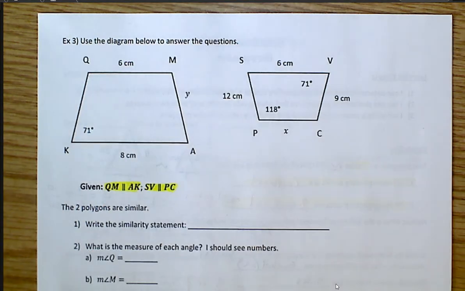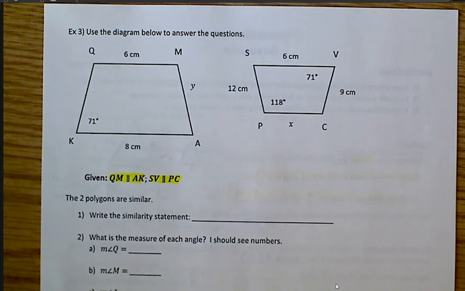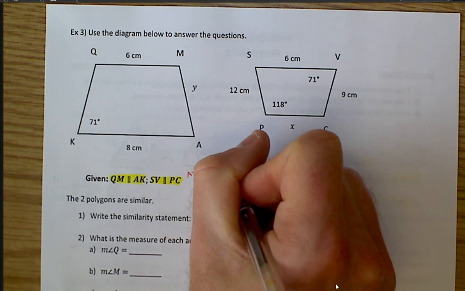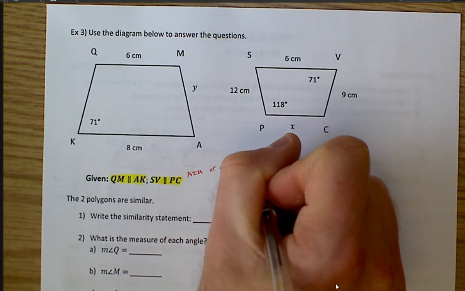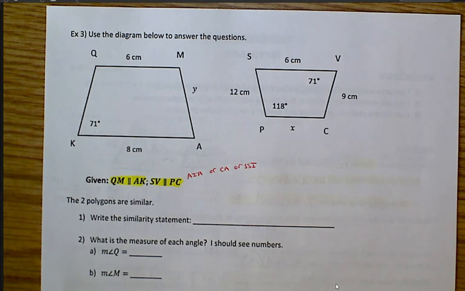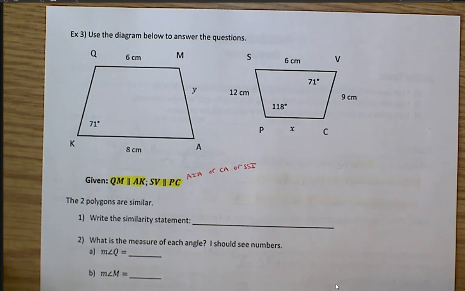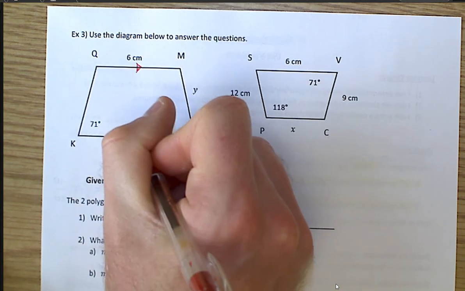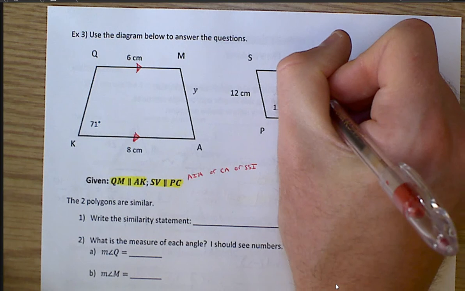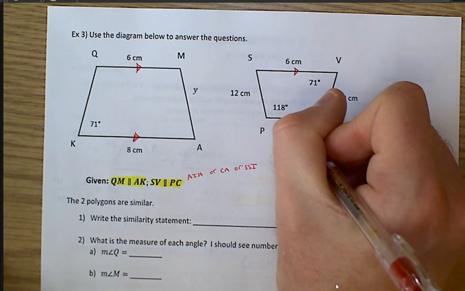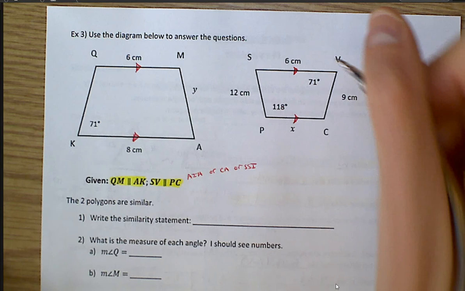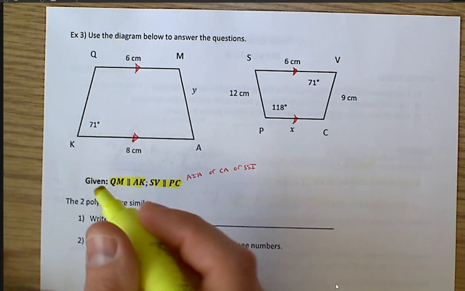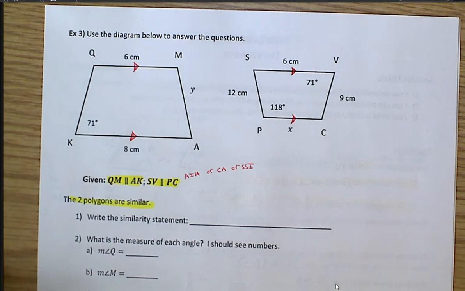Important. Parallel lines. Uh-oh. What do we know about parallel lines? What should you be thinking right now? You should be thinking AIA or CA or SSI. All right, so QM is parallel to AK, and SV is parallel to PC. Okay, the two polygons are similar. Oh my goodness, that is big time information. They are telling you that they're similar.